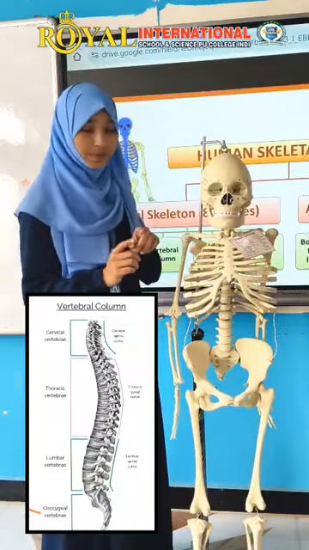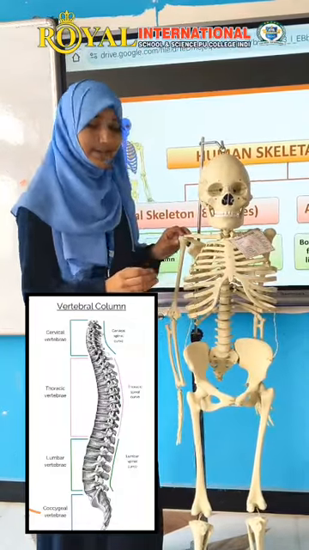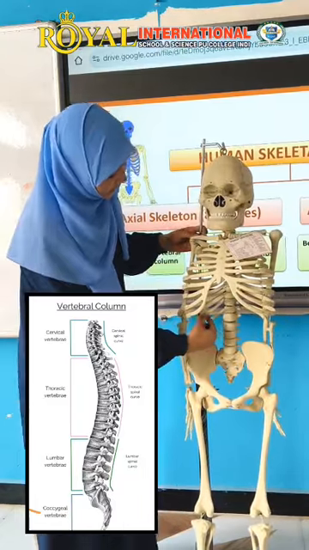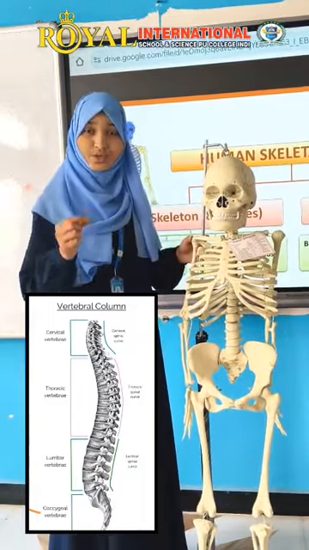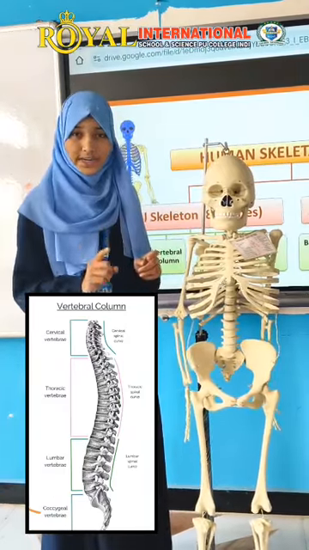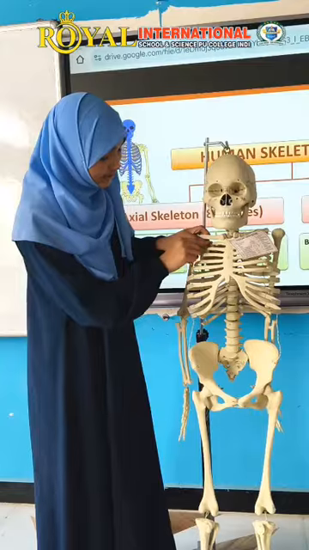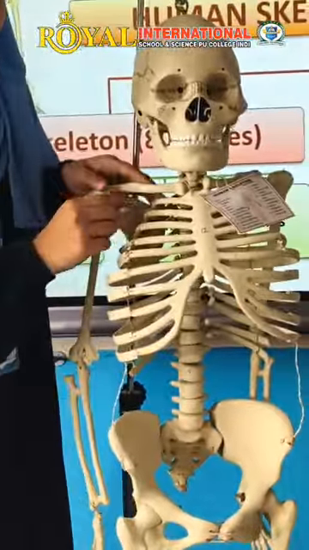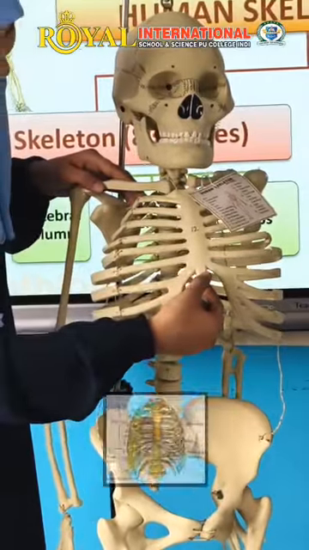Ribs, there are totally 12 pairs of ribs in human skeleton system. And these ribs are divisible into 3 types. They are true ribs, false ribs and floating ribs. True ribs are those which are directly connected to sternum. But the false ribs are not directly connected to sternum. From 1st rib to 7th rib is true rib which are connected to sternum. As you see here, from 1st to 7th, it is directly connected to sternum.